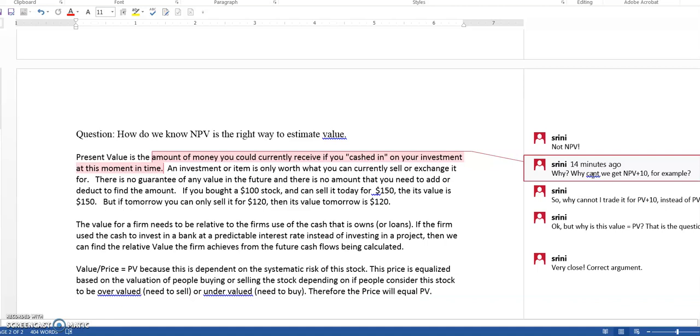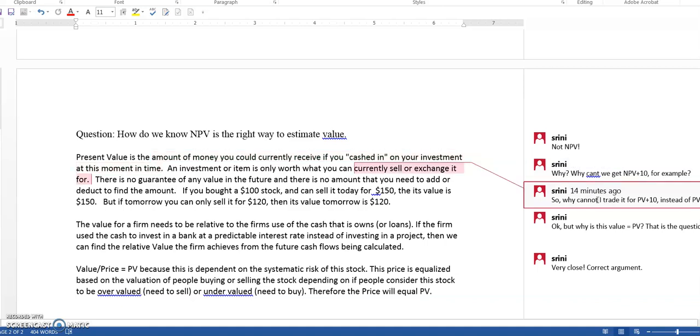So for example, one response was that, hey, the reason value equals present value is because the present value is the amount of money you could get if you cashed in on your investment. But the question was really asking you as to why this present value is the amount of money that you could get. In other words, why is this present value the price at which the asset will trade in the marketplace? Okay, so this response is not answering that. Okay, so the question is, why is present value the same as the amount of money you could receive? Why? Not whether it is or not, but why?